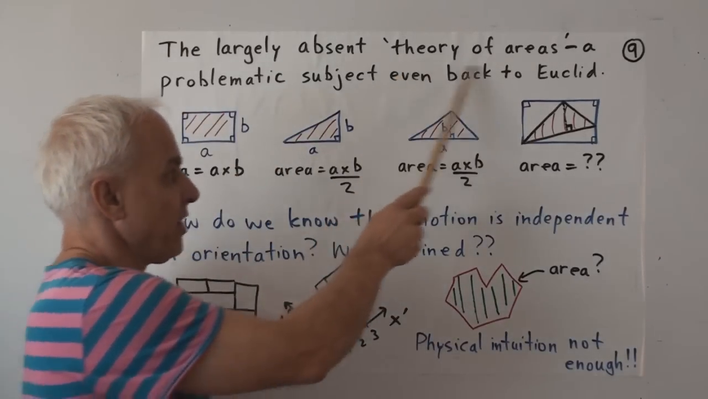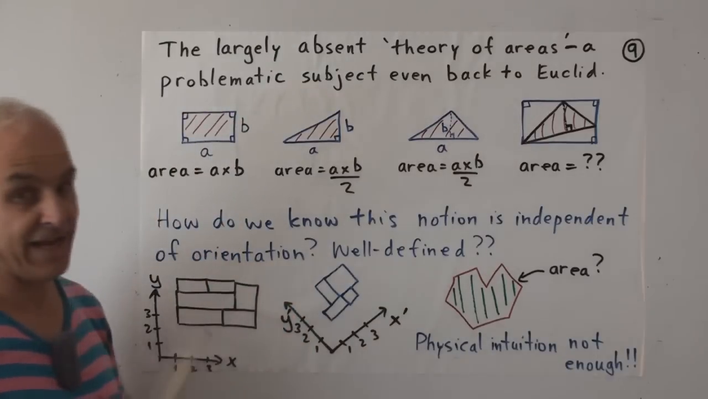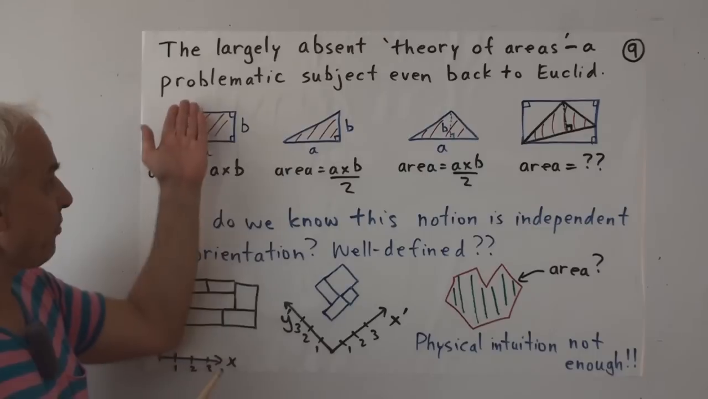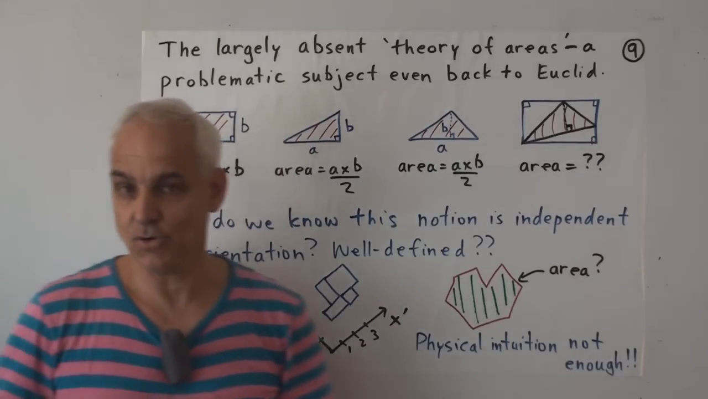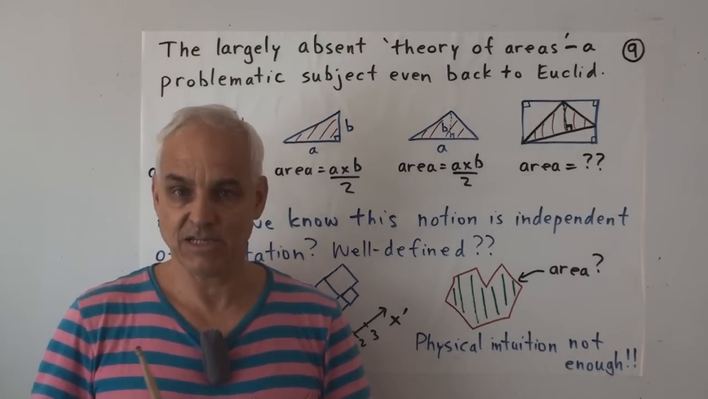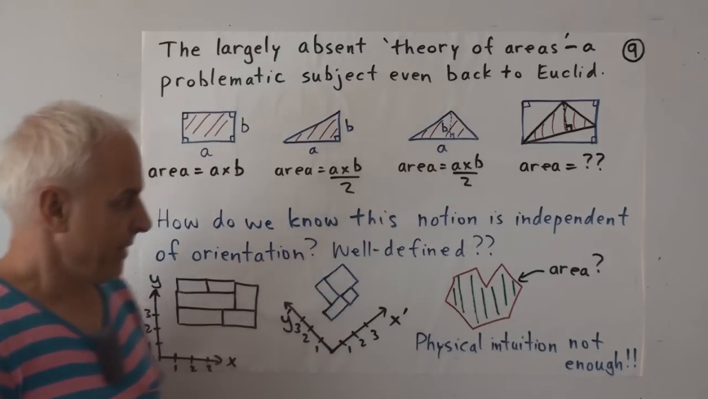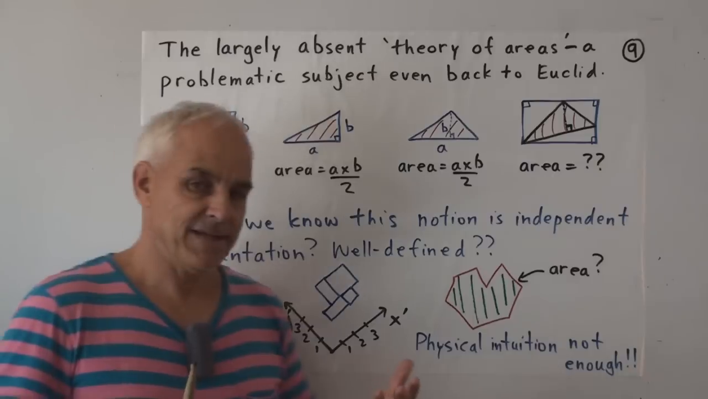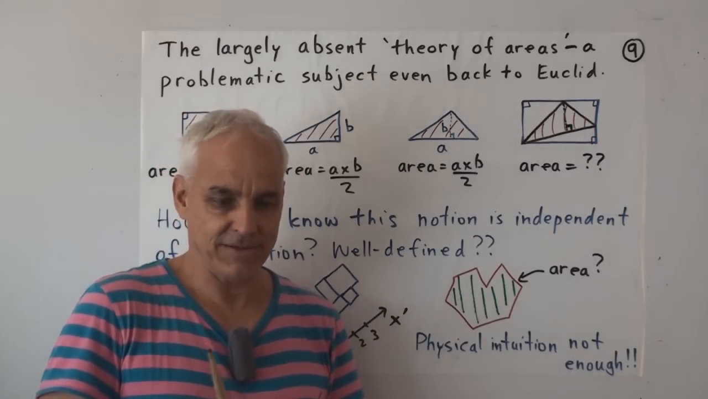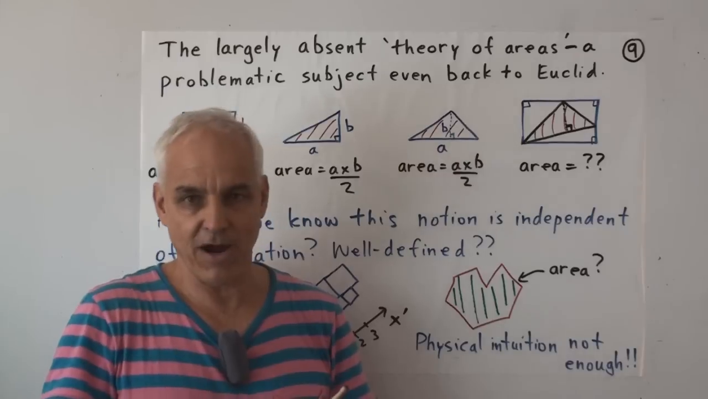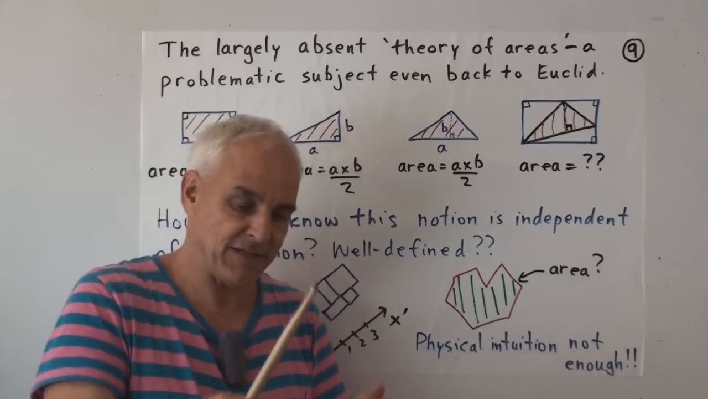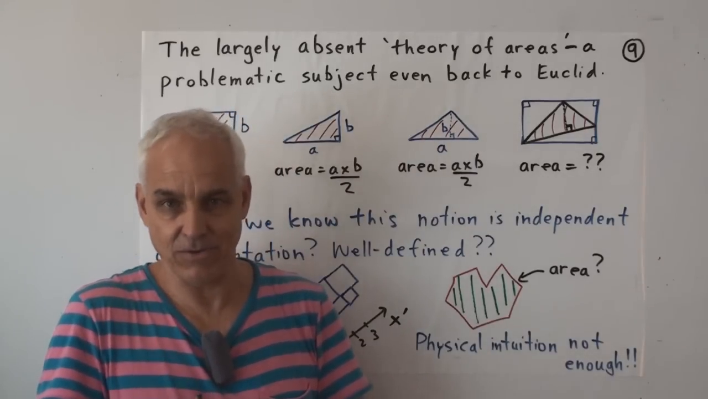Let's talk a little bit about the theory of areas, which is largely an absent theory in modern mathematics, unfortunately. It's a problematic subject that goes even back to Euclid. Even Euclid's treatment of area was highly suspect. The problem with area is that it's in some sense intuitively or physically reasonably clear what it means. It's the amount of paint that you require to cover an area, or maybe it's the weight of a piece of the plane that you get once you cut it out.